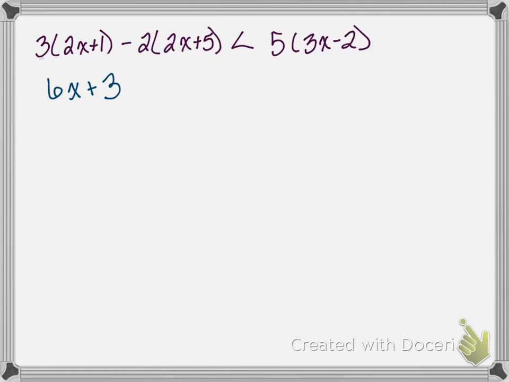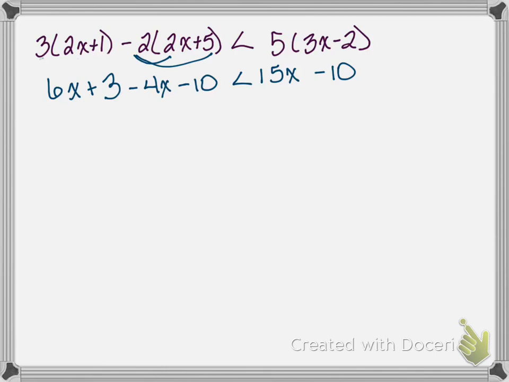Now, what am I distributing next? Negative 2. Students usually do fine with the first one. They do negative 2 times 2 is negative 4. Very often, they forget the negative on the second part. So it's got to be negative 2 times positive 5. What's negative 2 times positive 5? Okay. Then, 5 times 3x is 15x. 5 times negative 2.